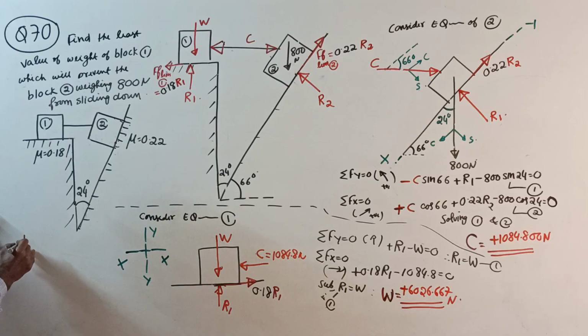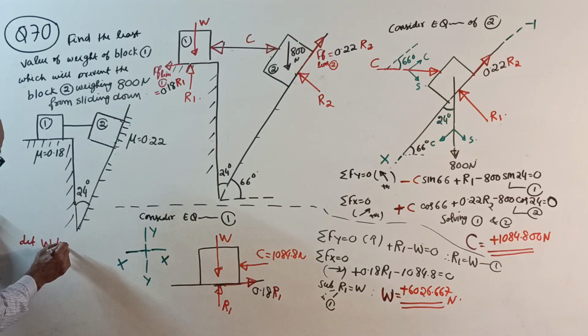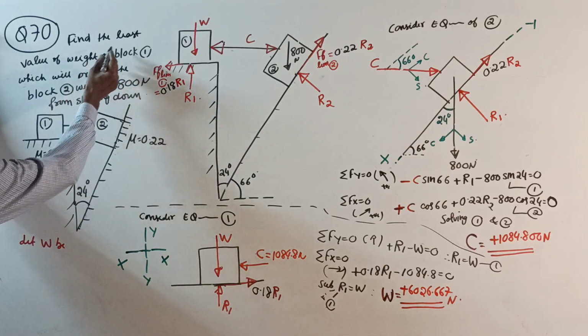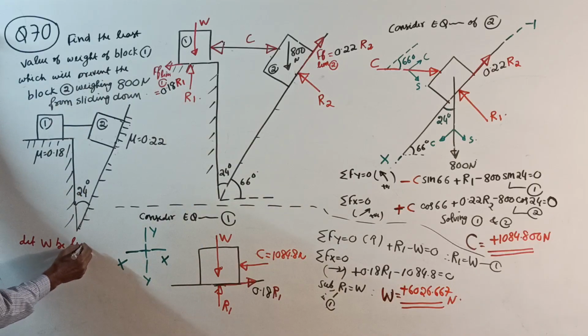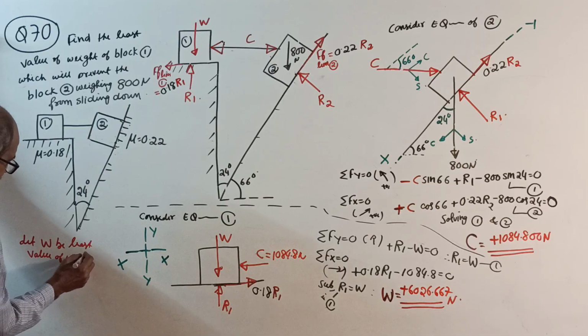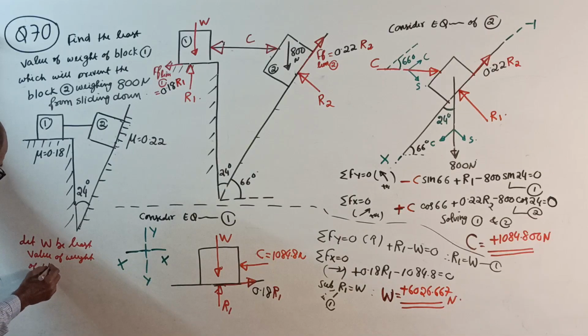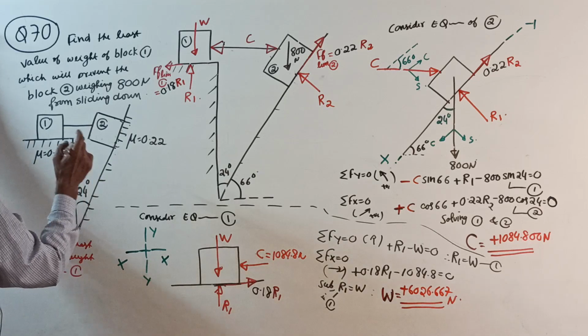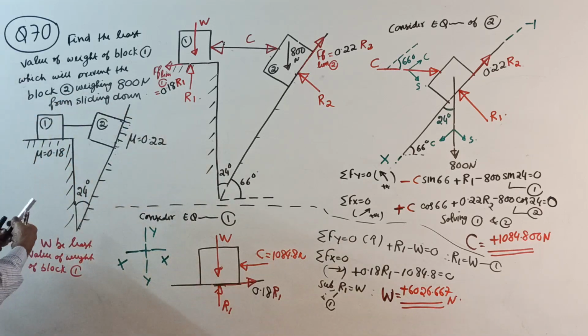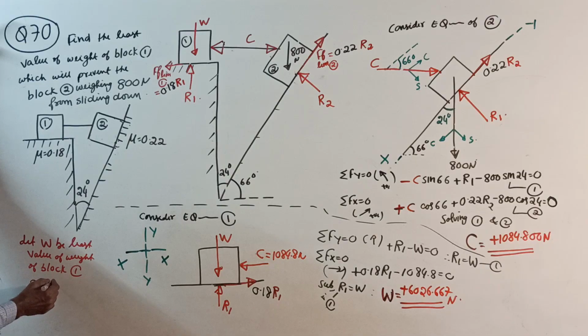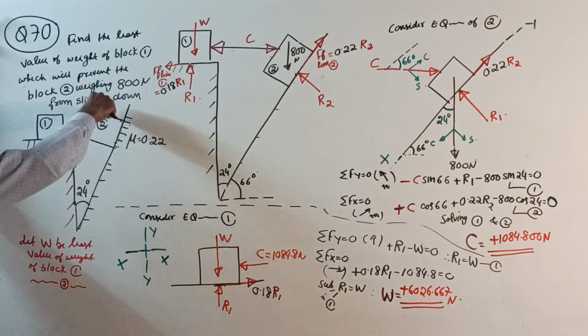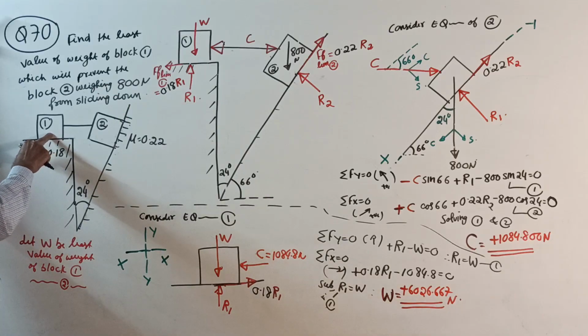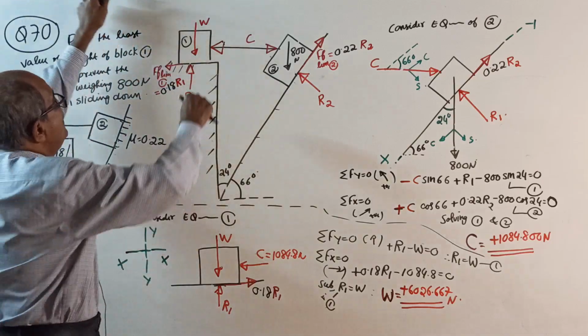So you start the question that way. Let W be the least value of weight of block 1. If you want, you can write one extra statement: to prevent block 2 from sliding down. To prevent sliding down, the least value of this block 1 is W. Okay, W here.